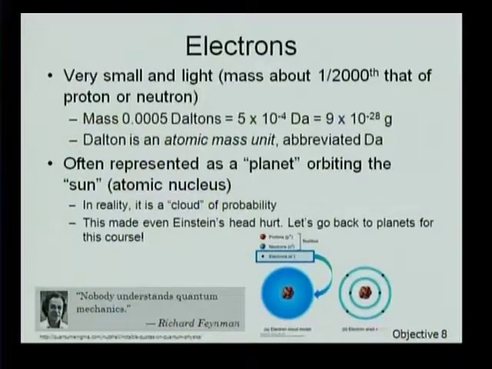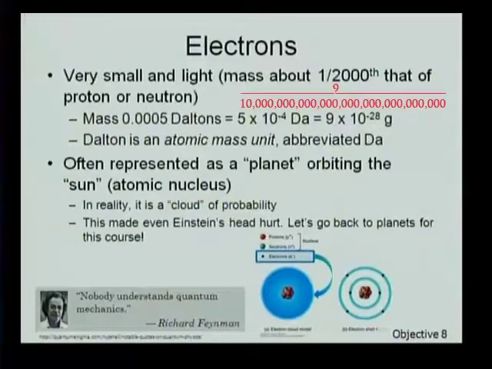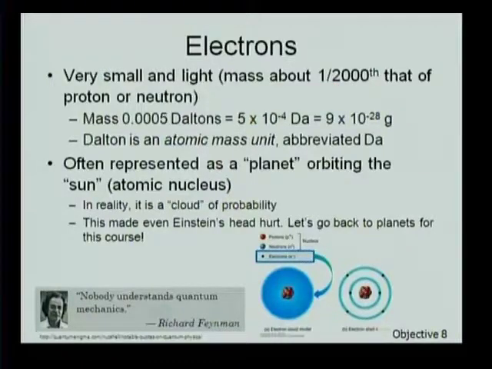If we take 1 and divide it by 2,000, then we'll get 0.0005 Daltons, which is 5 times 10 to the negative 4th Daltons. That turns out to be about 9 times 10 to the minus 28th grams, or 1 divided by 9 followed by 28 zeros. As you can imagine, that's a very, very small number. So there's a lot of atoms that make up 1 gram of material.